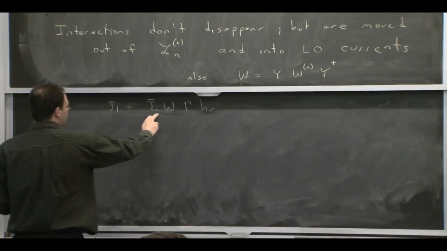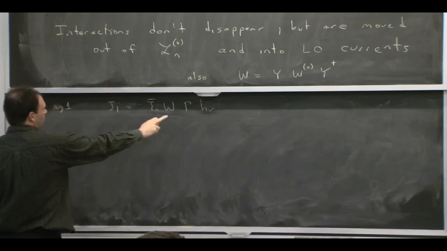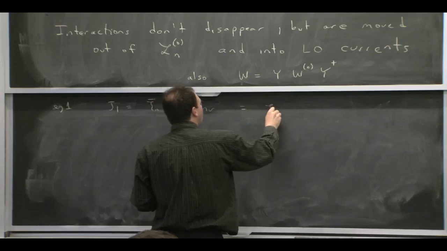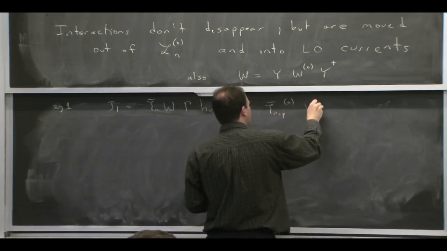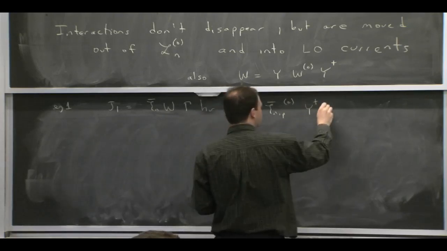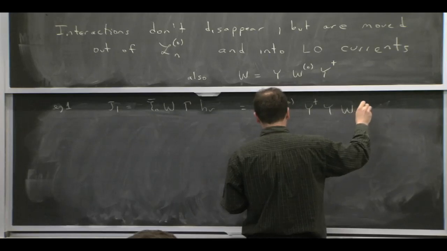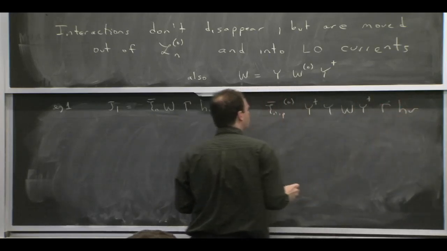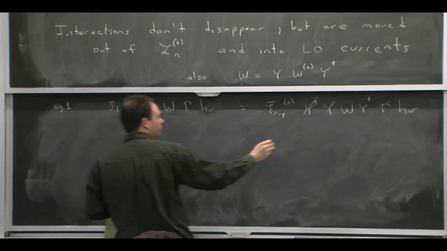OK, but I need that here. So given that that's also true, if I want to look at this guy, just make the field redefinition. So I get this. I get a y dagger on both sides of the Wilson line. These guys cancel each other. This is a Wilson line 0.